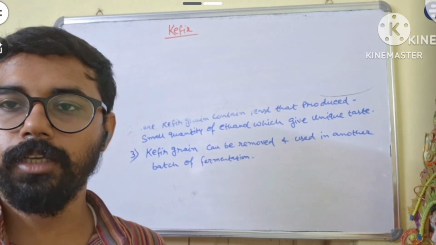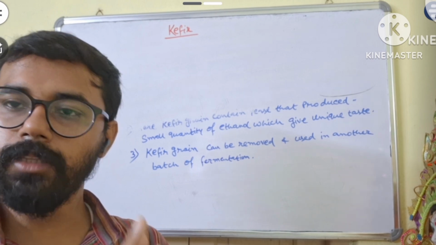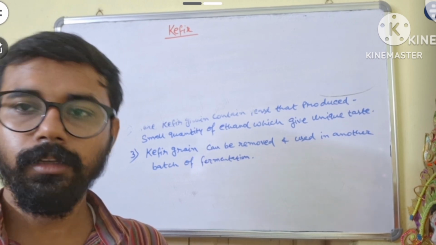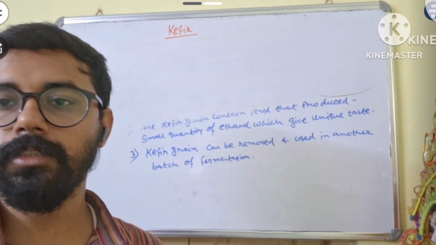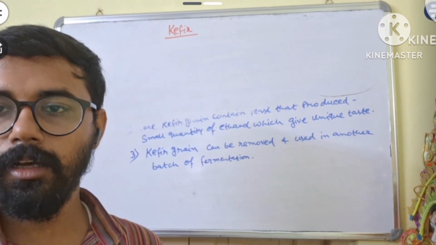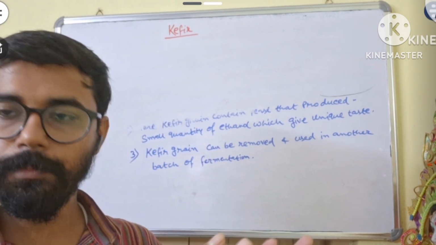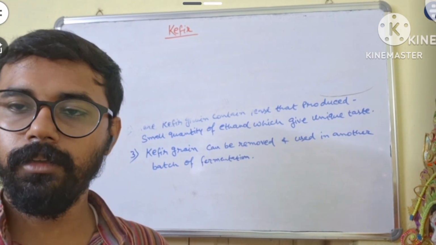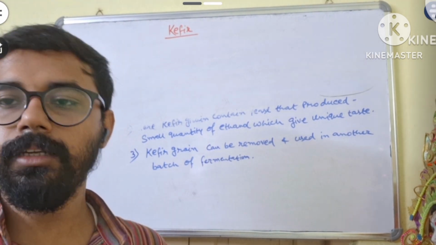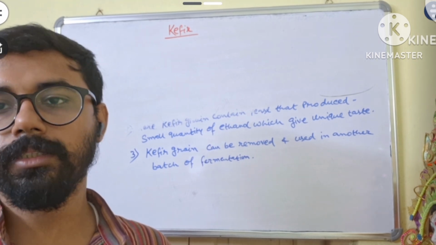So clearly, we can reuse it. But the reusable time is also 9 to 10 batches. After that, the microbes are not so useful, or the fermented product is not produced. So another round of kefir grain should be produced and used. So 9 to 10 batches is enough. 9 to 10 batches can easily be used. After that, it will be discarded.